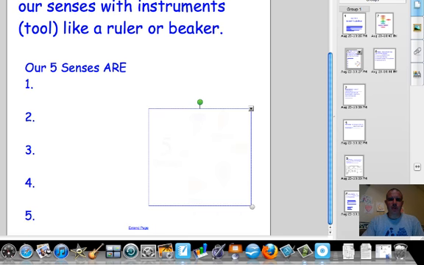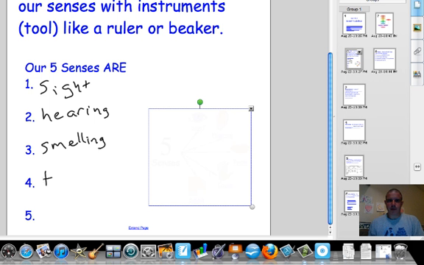We know, or we should know, that there are 5 different senses. And those are sight or seeing, hearing. We also have smelling, taste, and the last one is touch.